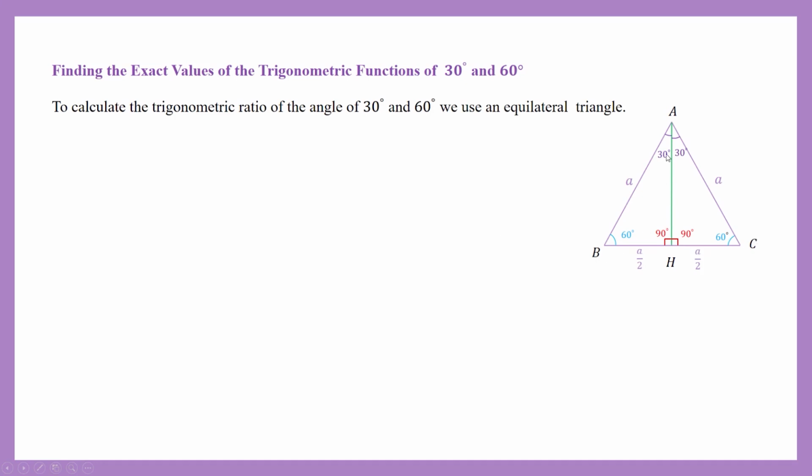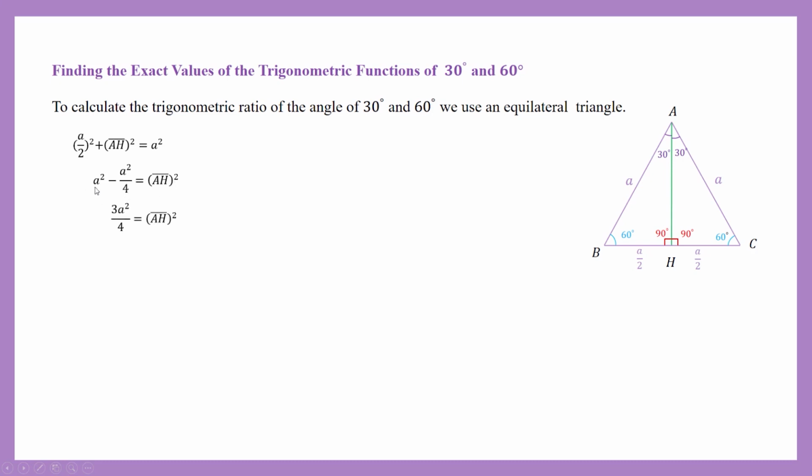If we do that, this altitude will divide the angle into two equal angles, and it will also divide the opposite side into two equal sides. For finding the length of AH here, we should use the Pythagorean theorem in this right triangle. We will have A divided by 2 squared plus AH squared equal to A squared. If we simplify that, we will get A squared minus A squared by 4 equal to the length of AH squared.